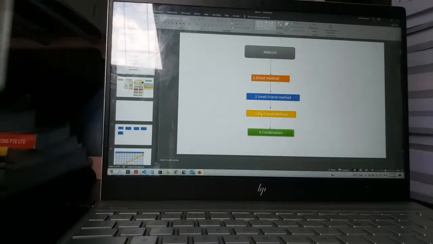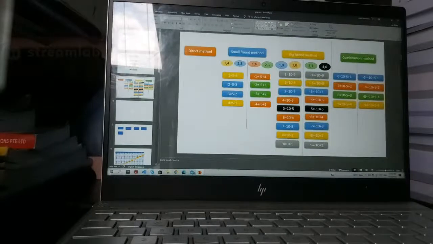Next, if the beads are not available, then we need to go in sequence. First, we take the help of 5 to get our required number of beads. This is the small friends method. What formulas are there in the small friends method? We have actually only two combinations, 1 and 4, 2 and 3. With the help of these two combinations, we derive 8 formulas, 4 for the positive numbers and 4 for the negative numbers.